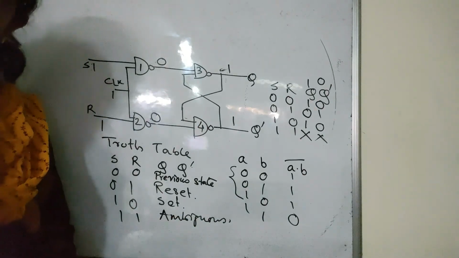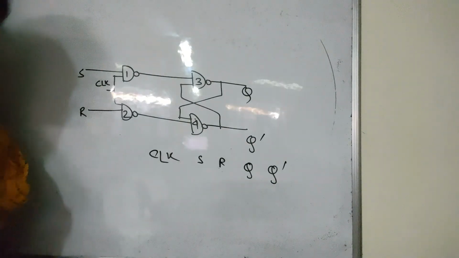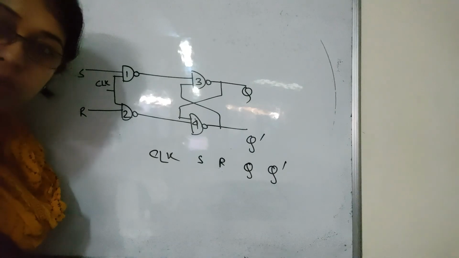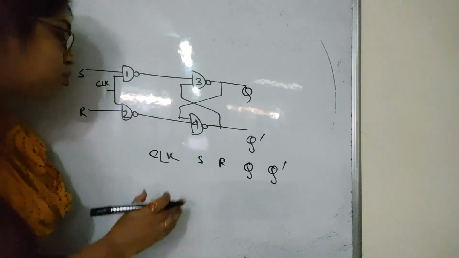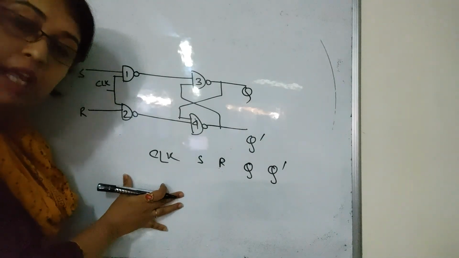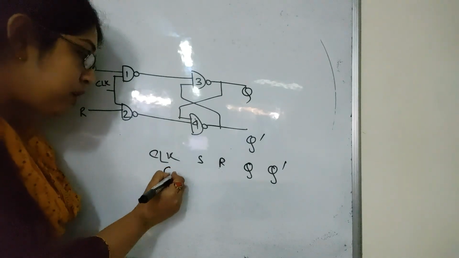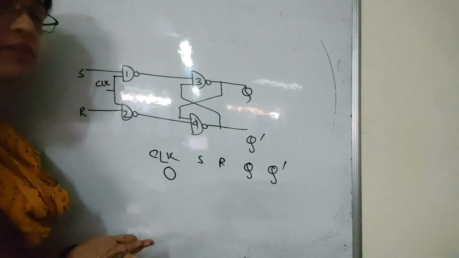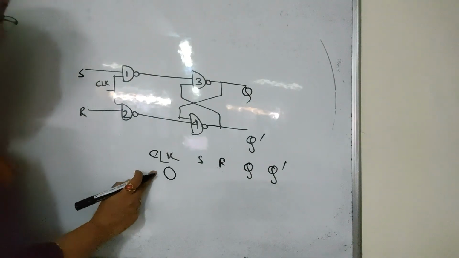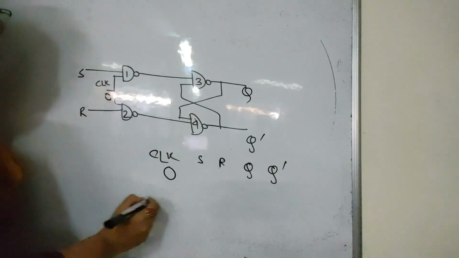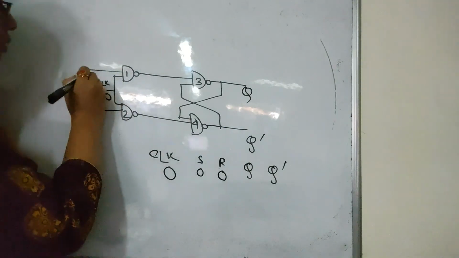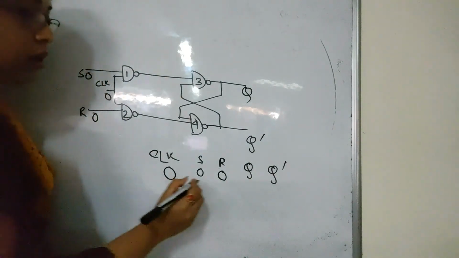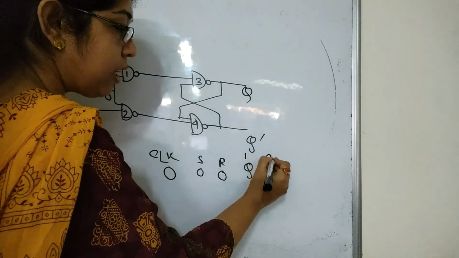Coming to the concept of clock. As we had discussed, to activate the flip-flop, the clock value is 1. When the clock value is 0, it is inactivated. How? Let us see that. Clock value is 0. We have given clock value as 0. S value 0, R value 0. Now, let us assume Q is 1, Q dash is 0.